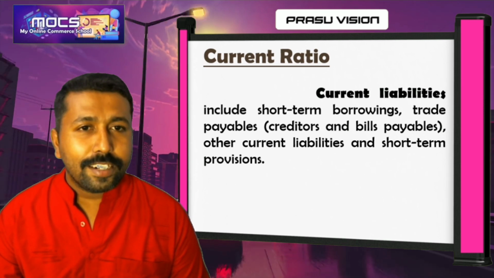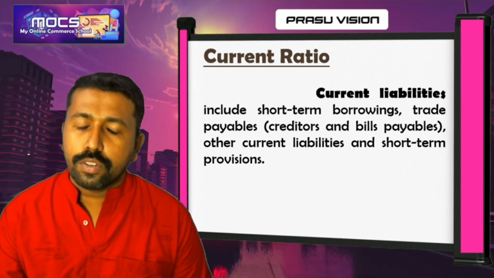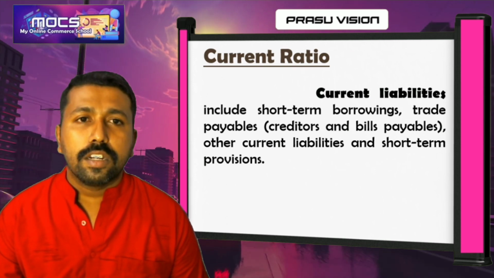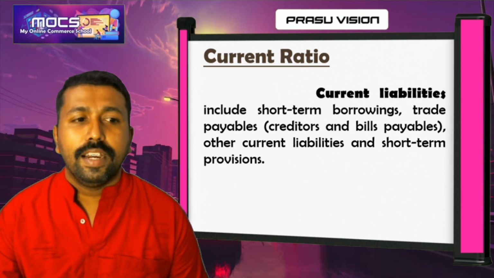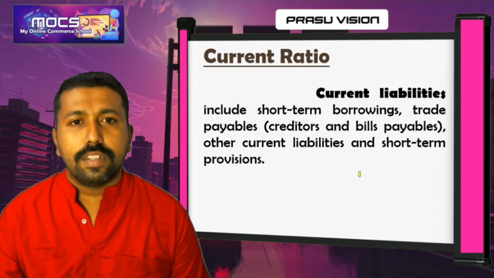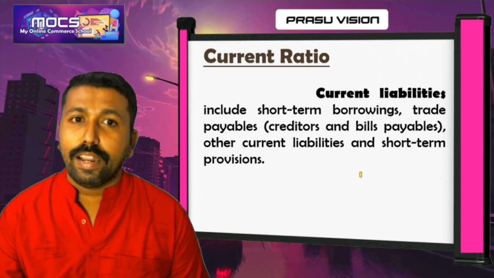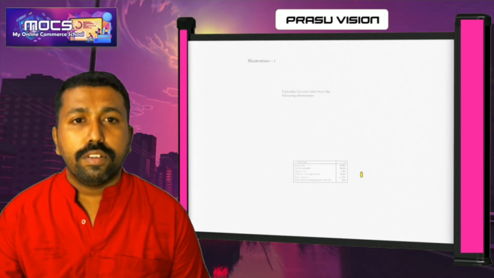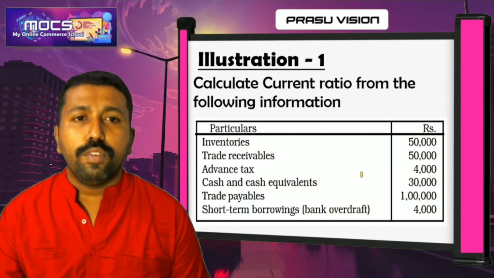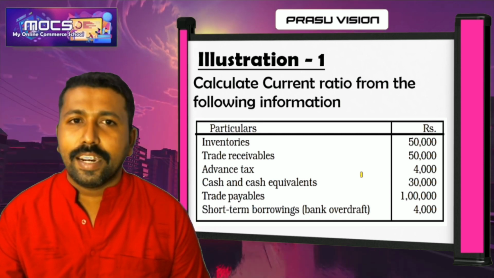So shall we start to solve one problem? Keep your mind maximum concentrated in solving problems, and give maximum importance to your values: how you can identify the different items, how you can find out the value of the ratio, all those things you have to keep in mind. So here is the question. From this data we have to find out the value of current ratio.